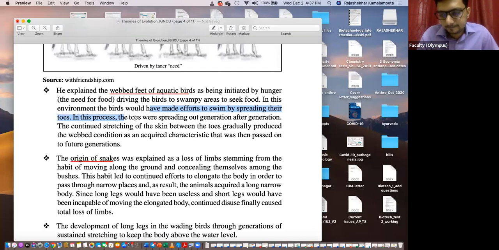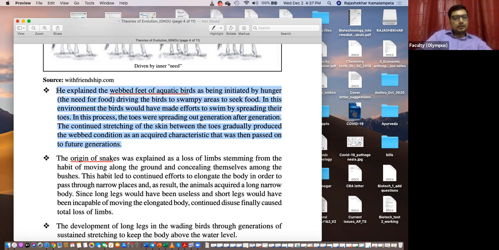Okay, you can read this, you don't have to write this example, but you can read it from the source. Remember the giraffe example. Similarly, he took a couple of other examples. One is the webbed feet of aquatic birds. In the interest of time, you can write it later because I'm going to share this. I think this document is already shared with you, right? So you have access to it already.